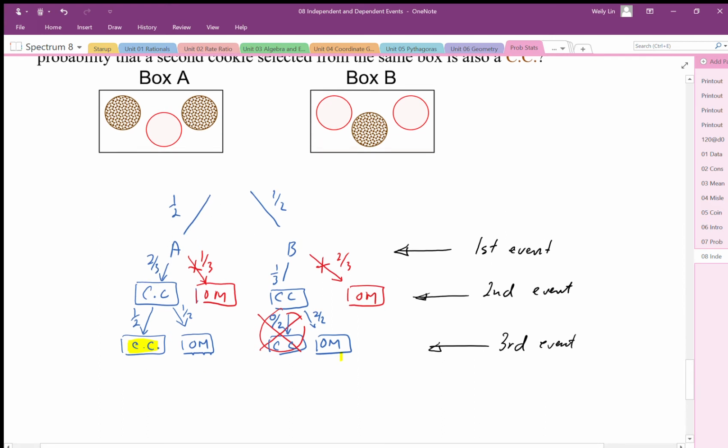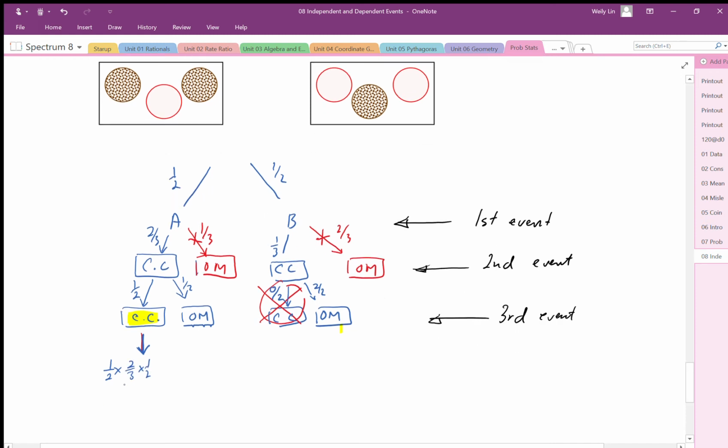So that's what I'm going to do. I'm going to work out this probability by working out the probability of getting A, which was 1/2, getting a chocolate chip out of A, which was 2/3, and getting another chocolate chip because there's still a 50% chance of getting chocolate chips. So it looks like this: 1/2 times 2/3 times 1/2. So the probability of this happening works out to be 2 out of 12.